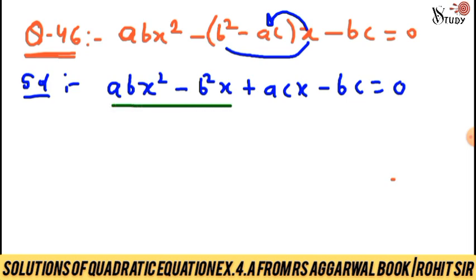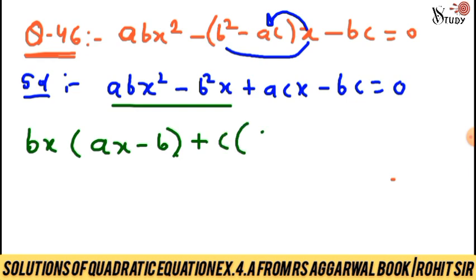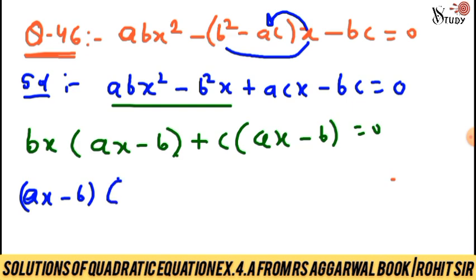From first two terms we can take bx as common, then we have ax minus b. Now from the last two terms we can take positive c as common, then we have ax minus b is equal to 0. Now we have only two terms. From two terms the common multiple is ax minus b. Then after taking ax minus b as common, we have bx plus c is equal to 0.